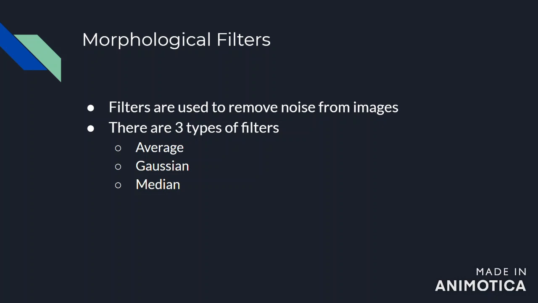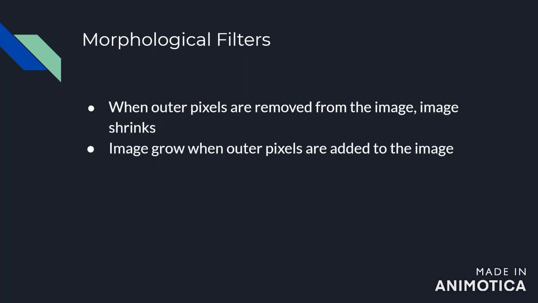image. When using morphological filters, you do a shrinking process by removing outer pixels first, and then you regrow the image by adding outer pixels to the image.